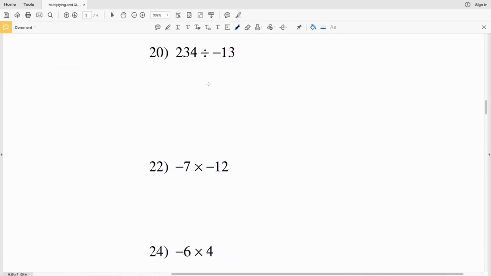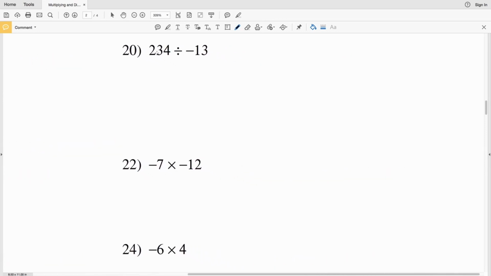Now lastly, we have number 20. For number 20, we have 234 divided by negative 13. A positive divided by a negative results in a negative. 13 goes into 234 18 times. So the answer to number 20, 234 divided by negative 13 equals negative 18.